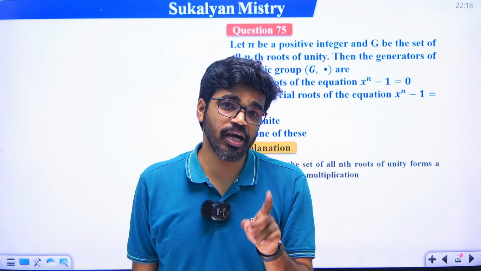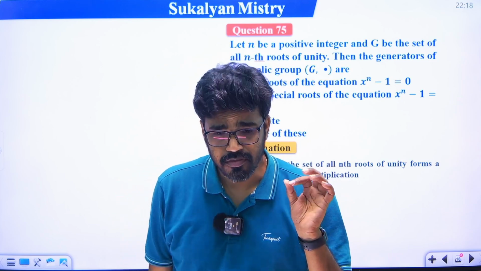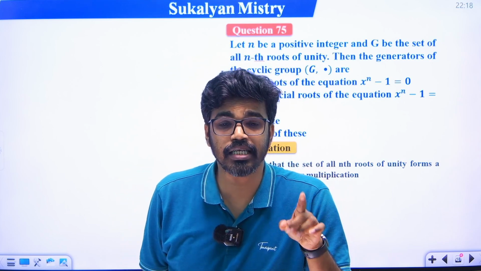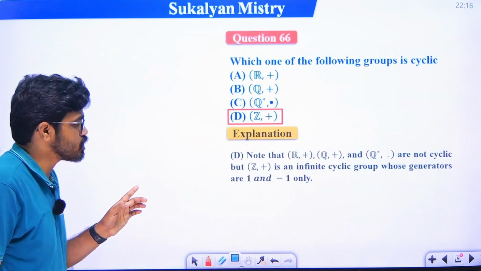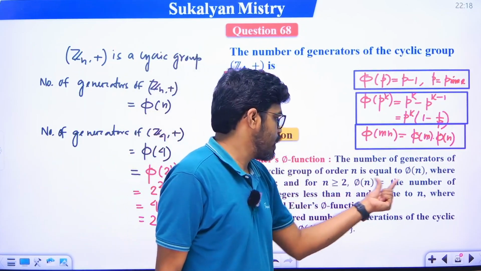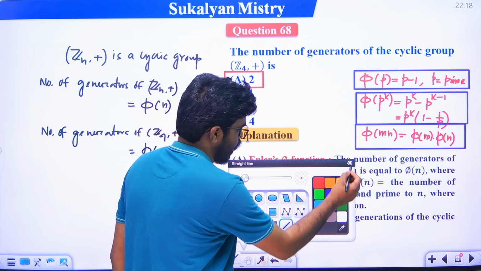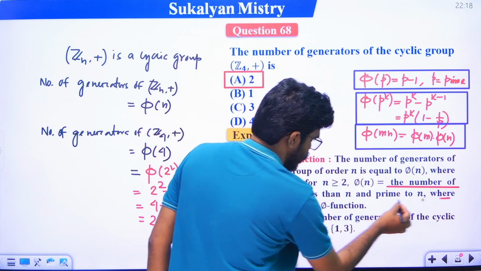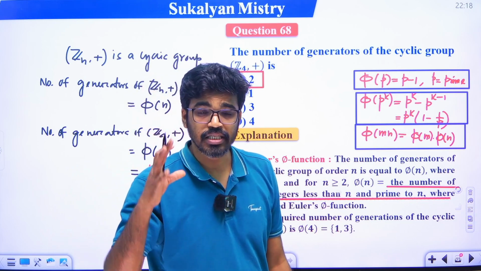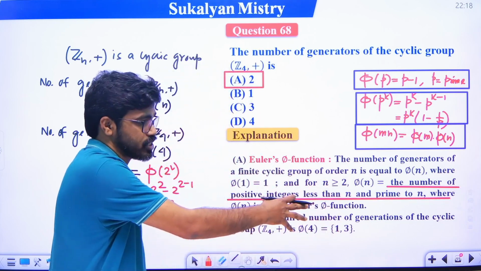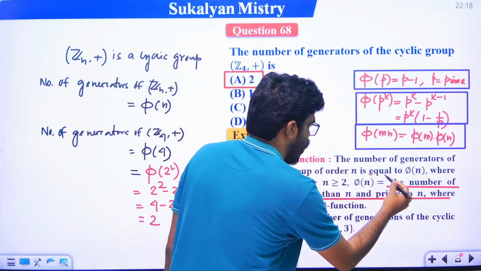Euler's phi function is defined by phi 1 is equal to 1 and phi n is the number of positive integers less than n and prime to n. Just see the definition of Euler's phi function. Phi n is defined by the number of positive integers less than n and prime to n. So this is Euler's phi function. How to calculate the number of generators? The number of generators is calculated by the formula phi n.